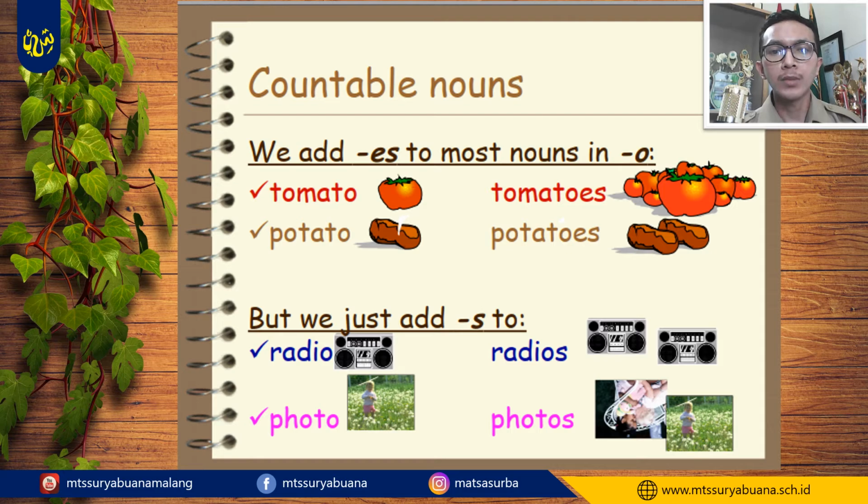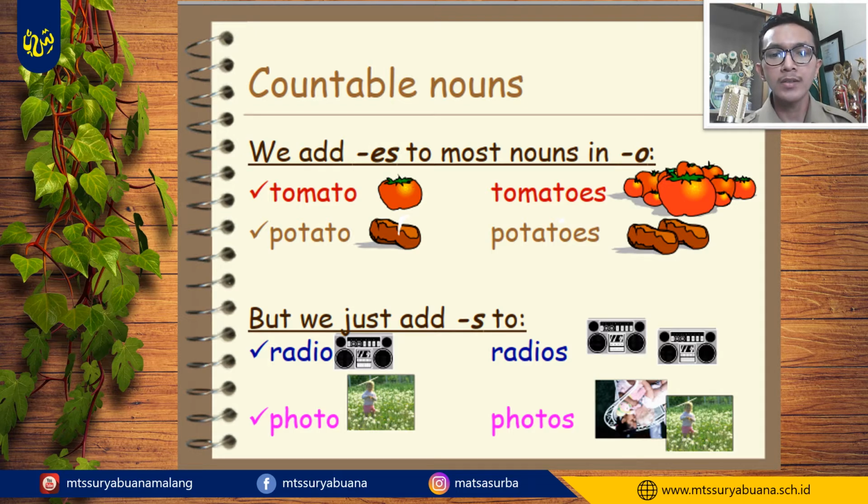It's still about countable nouns. I will show you how to change the singular noun into plural. If you find a word that ends with O, for example tomato, you have to add es at the end of the word. So, tomato, tomatoes. Another example, potato. You can see potato ends with O, so you have to add es at the end. Potato, potatoes.